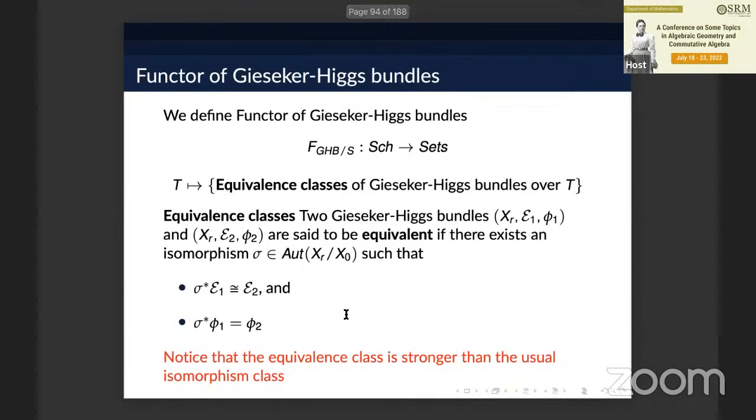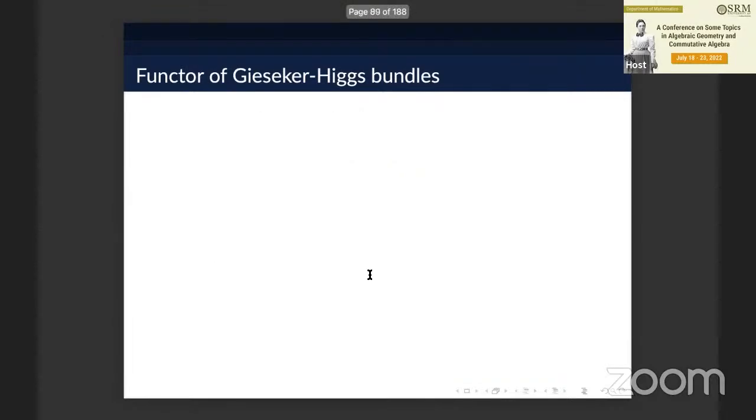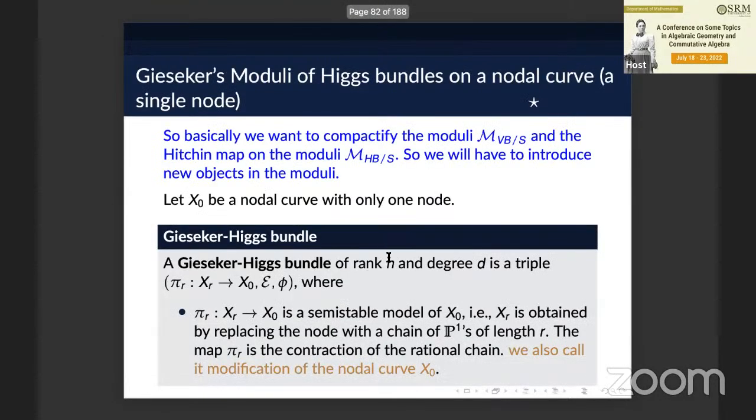Yes. You're fixing this R, XR, for a fixed R, or you're adding R also? Right. So if I am working with the rank n case, for discussing the moduli functor, I have to fix some rank n and degree d. So when I'm discussing the rank n case, this r can vary from 0 to n. 0 is the original nodal curve that we had started with, and it can go up to Xn.